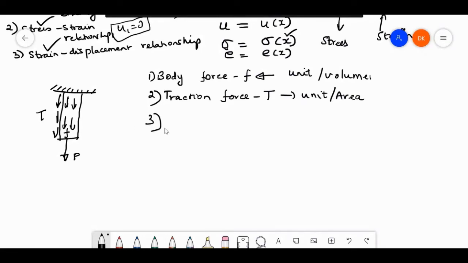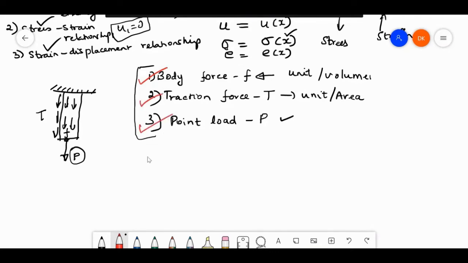The third one is the point load. The point load P, I am applying at this point, and the load value is P here. It is a force acting on a particular point, which causes the displacement when you apply the load. So now you have three types of forces: the first is body force, the second is traction force, and the third is the point load.